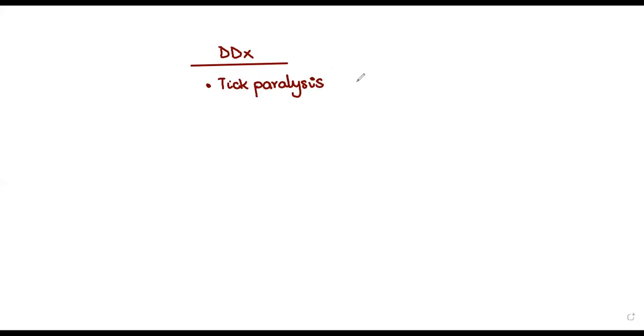Listen, are you here? Tick paralysis. So the difference is that in tick paralysis, sensations will be spared. Note that sensations will be spared. And what happens? Why would someone be walking and all of a sudden lose power in his legs and then not understand? In tick paralysis, there is actually a tick bite.